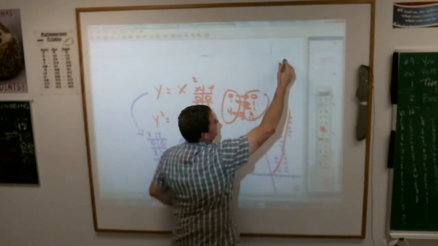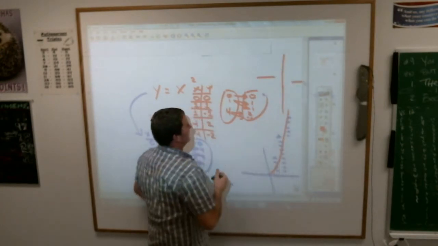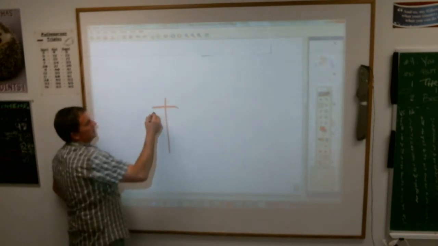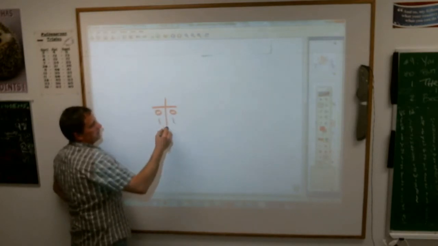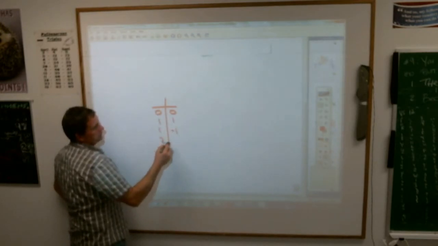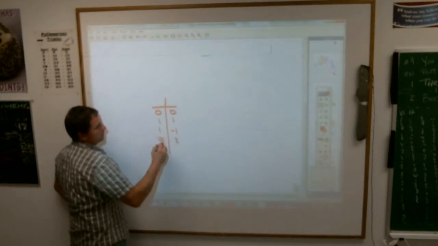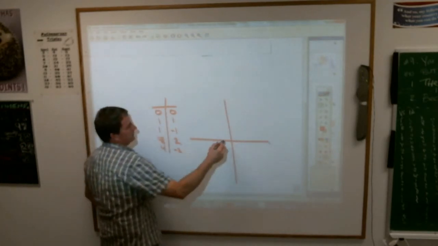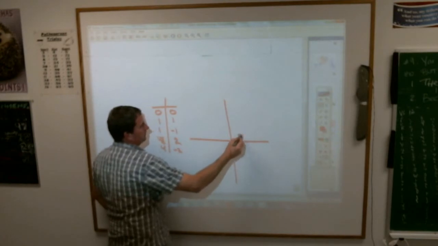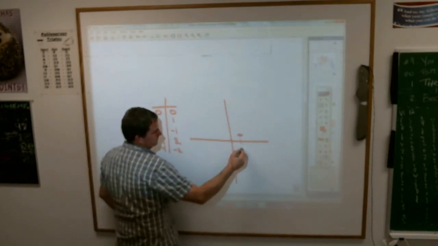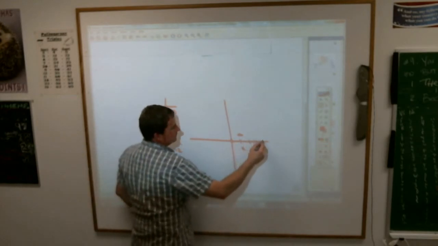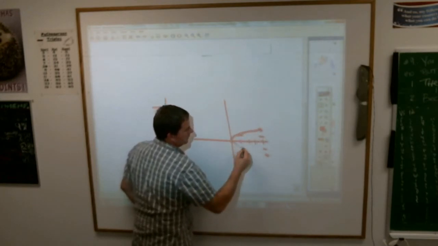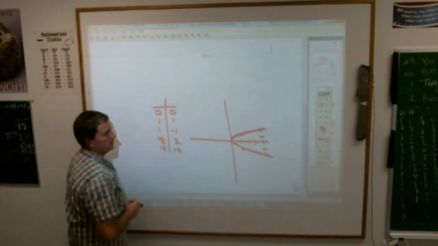If you graph this, take a look at what this looks like. I'll go to a different page and graph it. What were my numbers? 0 was 0, 1 was 1, and 1 was negative 1, 4 was 2, and 4 was negative 2. So when I graph this, 0, 0, 1, 1, 1, negative 1, 4, 2, and 4, negative 2. When you graph it, it looks like this.